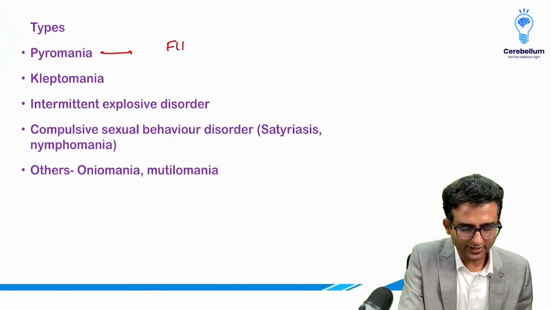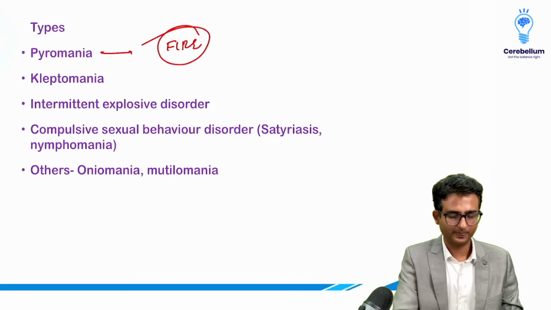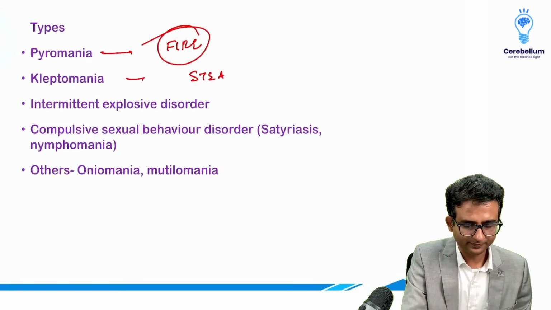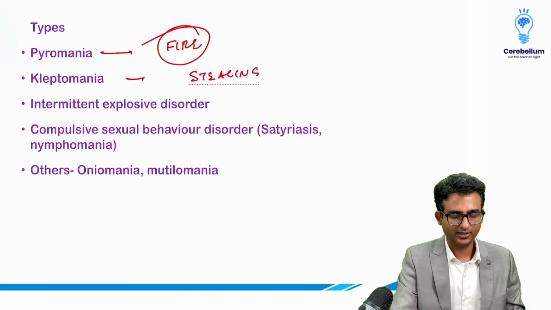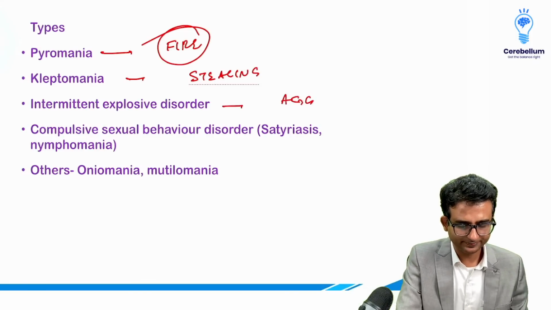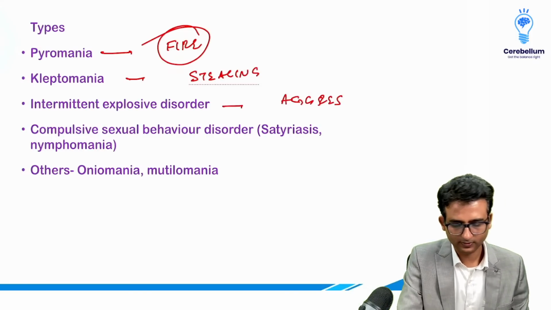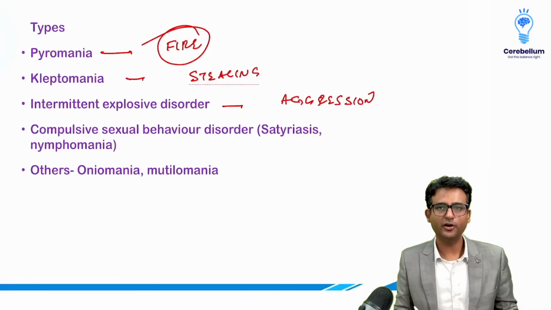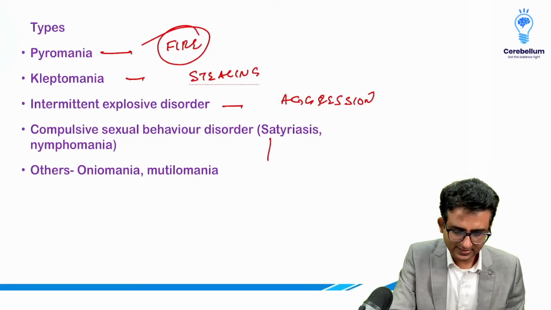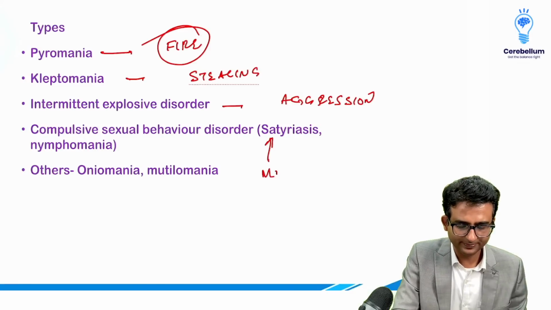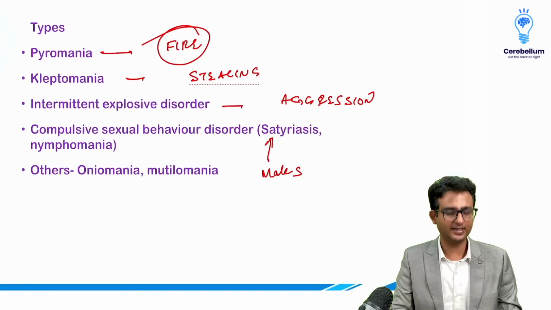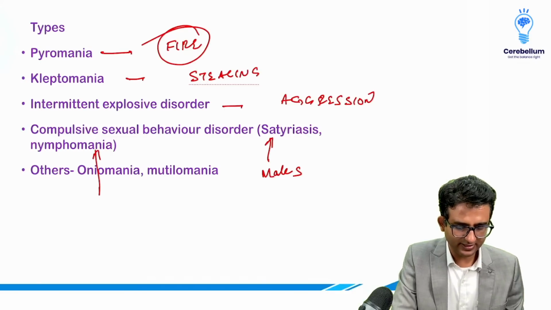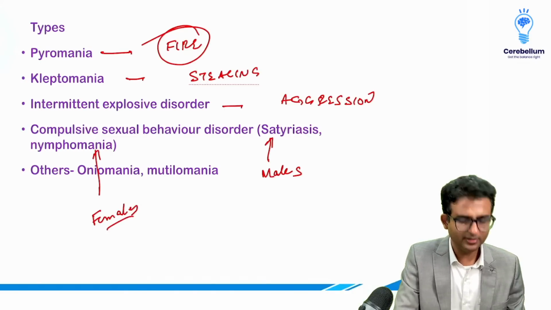If you are putting things on fire, it's pyromania. If you are stealing, it's kleptomania. If you have episodes of aggression, you have IED. Very important for FMG examination. Excessive sexual desire in males is called satyriasis. Excessive sexual desire in females is called nymphomania.